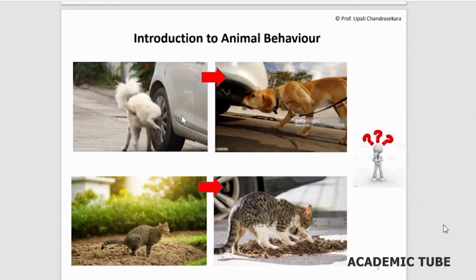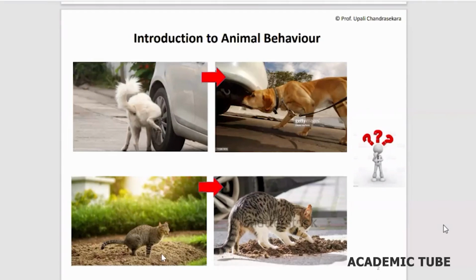Then the following morning, I come to the university, and you have seen that there are many dogs in here, in the university premises as well. So these dogs run into my car, sniff at the tires, and they also urinate on the tires. And I go back home in the afternoon. Again, our Rocky comes, and then urinates on top of it. So the question is, why do the dogs do this? It is their behavior. Why do they do that?